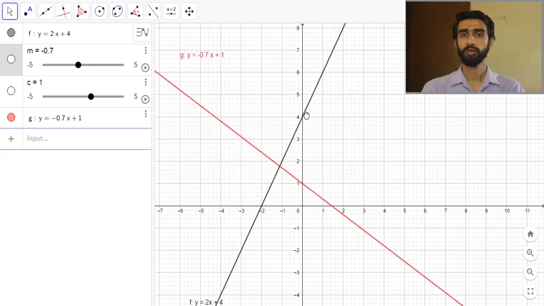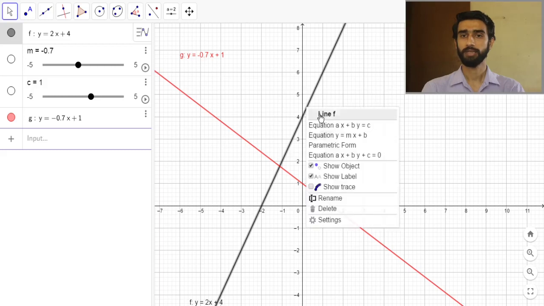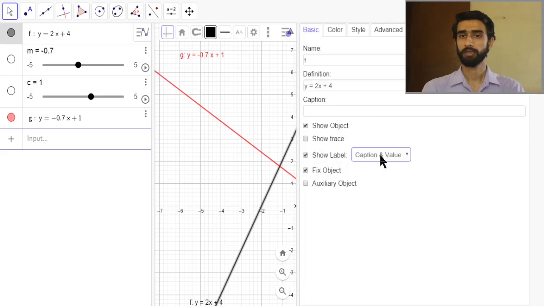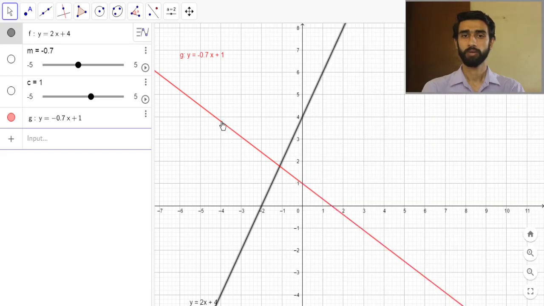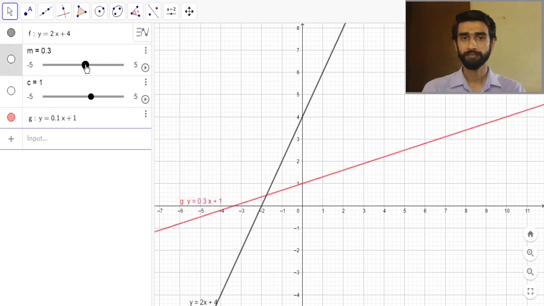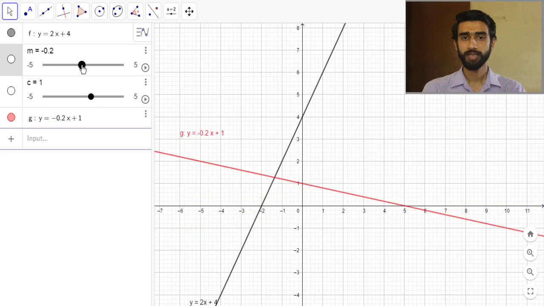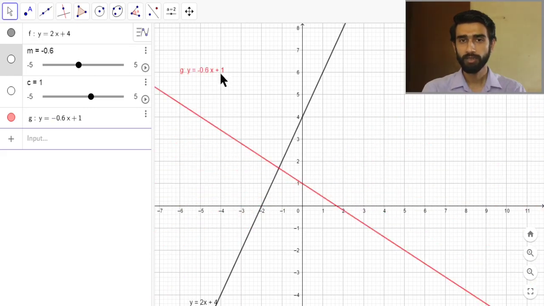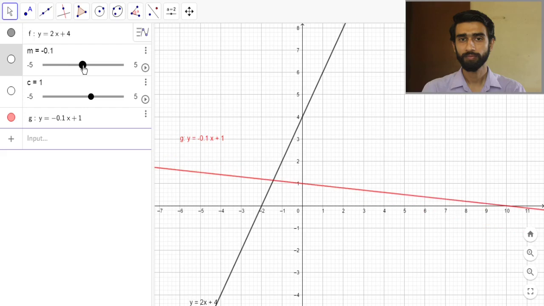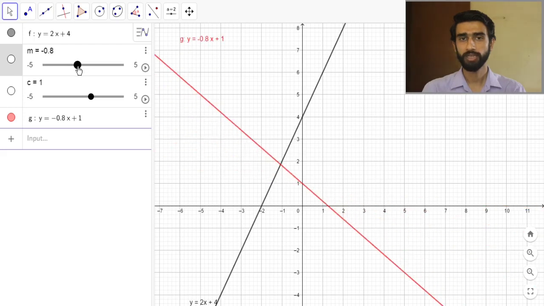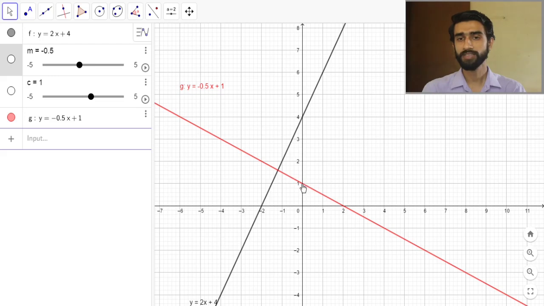y equals mx plus c. In this, if I change only the m value, this is y equals mx. When I am changing the m, you will see this plus c is 1, the same constant. So this is going through the y-axis at 1. This will not change. See, when I am changing m, this is not changing. 1 is constant, so the point of intersection with the y-axis is constant.